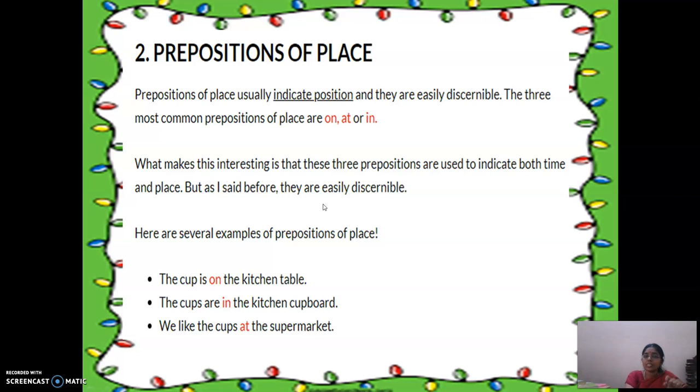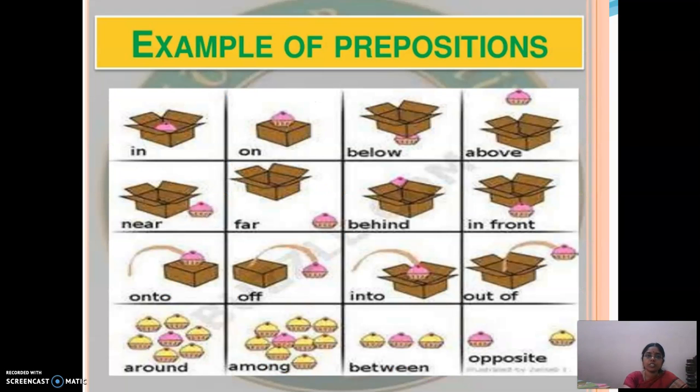So what is interesting in these three words is that they indicate both time as well as place. But as I said before, they are easily discernible. Here are several examples of prepositions of place. The cup is on the kitchen table. The cups are in the kitchen cupboard. We like cups at the supermarket. So based on the sentence, you have to decide whether it indicates a preposition of place or a preposition of time.